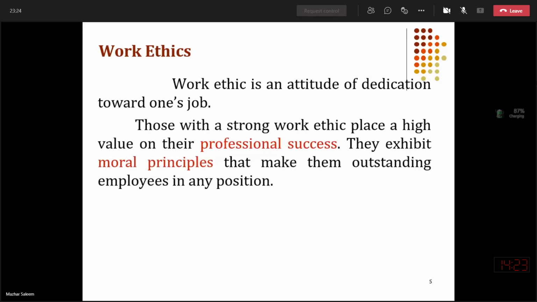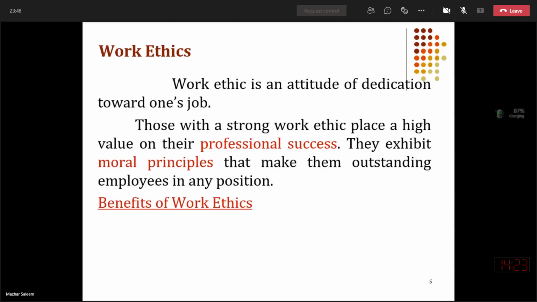Those with strong work ethic place a high value on their professional success. They exhibit moral principles that make them outstanding employees in any position. So the people who have high work ethic achieve higher positions and have higher achievements in their professional life. Let's see what those work ethics are.